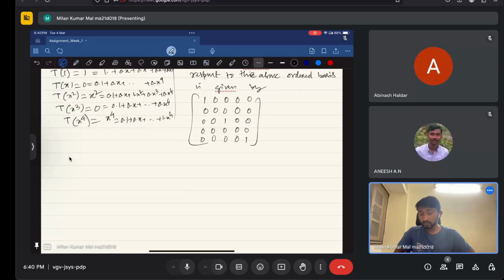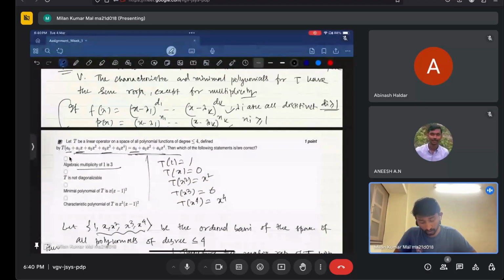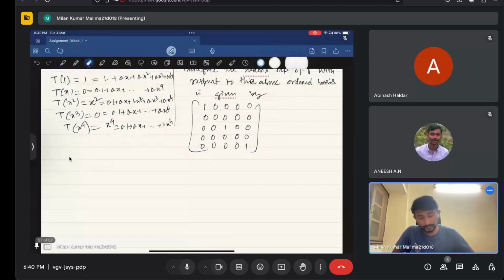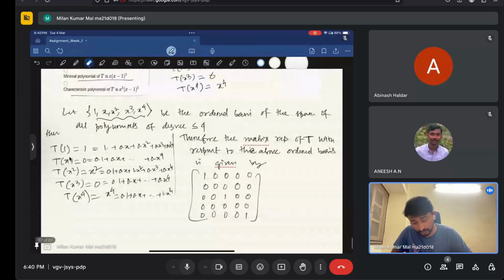Okay, so what is the question here? Is the algebraic multiplicity of the eigenvalue 1 equal to 3 or not, is it diagonalizable or not, is the minimal polynomial this or not, and is the characteristic polynomial this or not. So let's first find the characteristic polynomial, and then we'll discuss. Let's take this matrix equal to A.